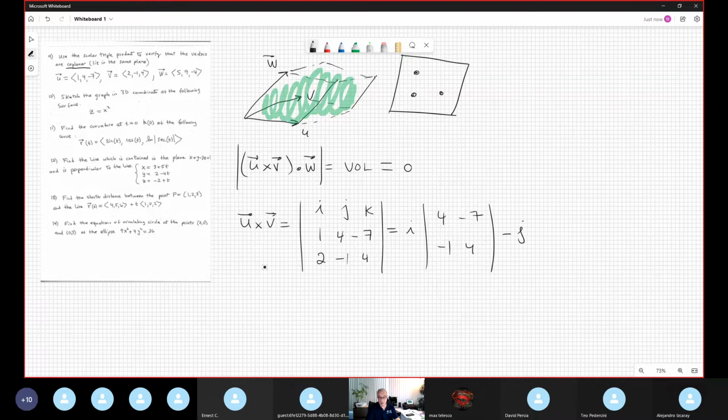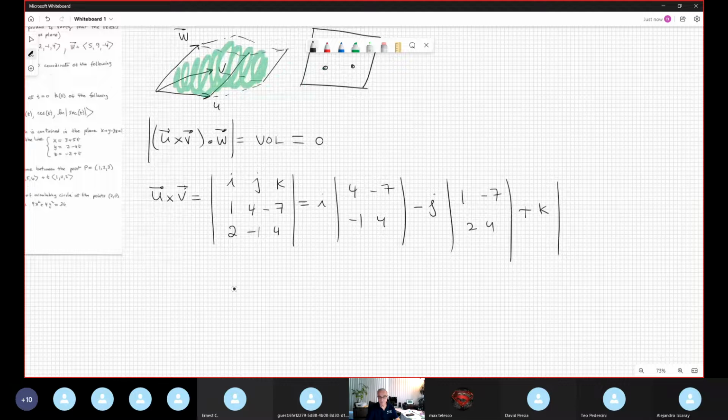Minus j. Remember, this is the only one that is negative. The second one always. -7, 4. Plus k. 1, 4, 2, -1. Okay. Now the multiplication is 16 minus 7, because we have negative, negative, and another negative when you go in that direction.